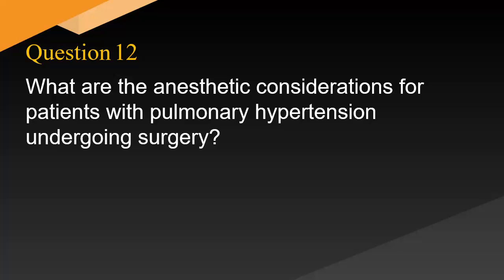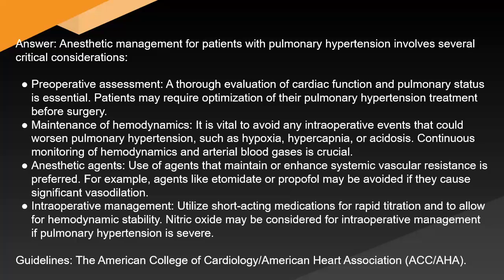What are the anesthetic considerations for patients with pulmonary hypertension undergoing surgery? Answer. Anesthetic management for patients with pulmonary hypertension involves several critical considerations. Preoperative assessment. A thorough evaluation of cardiac function and pulmonary status is essential. Patients may require optimization of their pulmonary hypertension treatment before surgery.